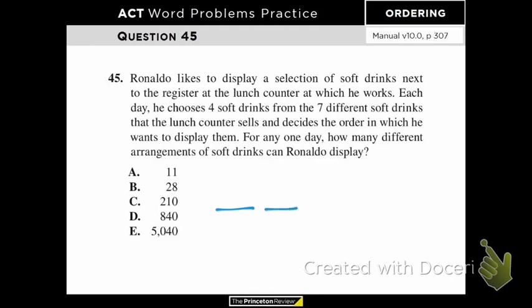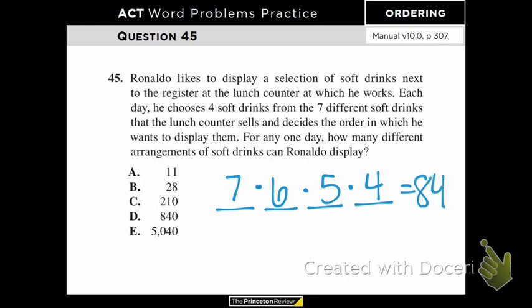So, there are 4 slots because there's only 4 drinks that he's putting out each day. But when you think about the number of options, you're actually going to start with 7 because there's 7 different drinks that he could pick from. Again, once he's already picked one in that slot, that soda goes away. So now there's 6 options left, and then 5, and then 4. So I multiply these together, and that gives me 840. So D.